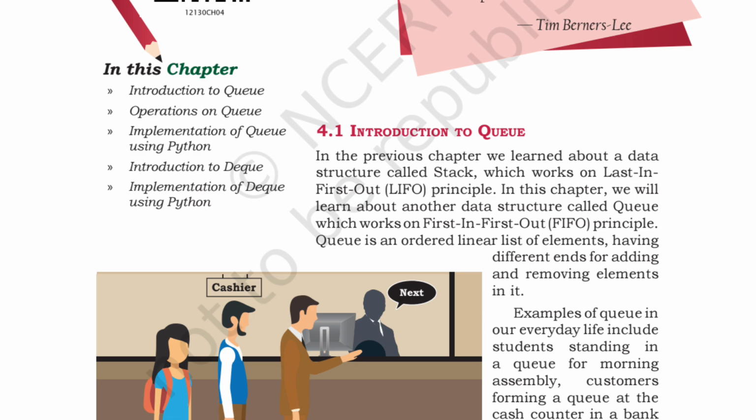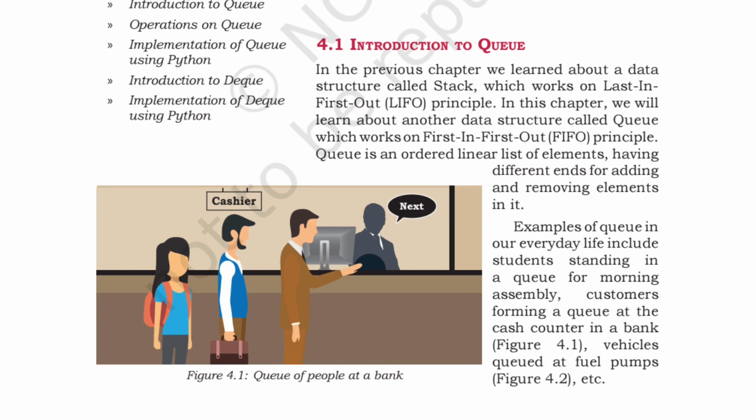Queue is an ordered linear list of elements having different ends for adding and removing elements. We are adding something and we are removing something, that is push and pop only.